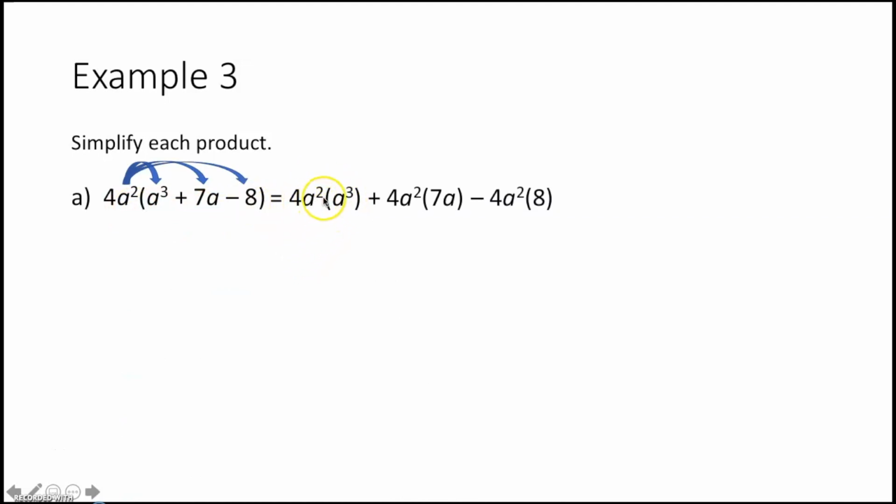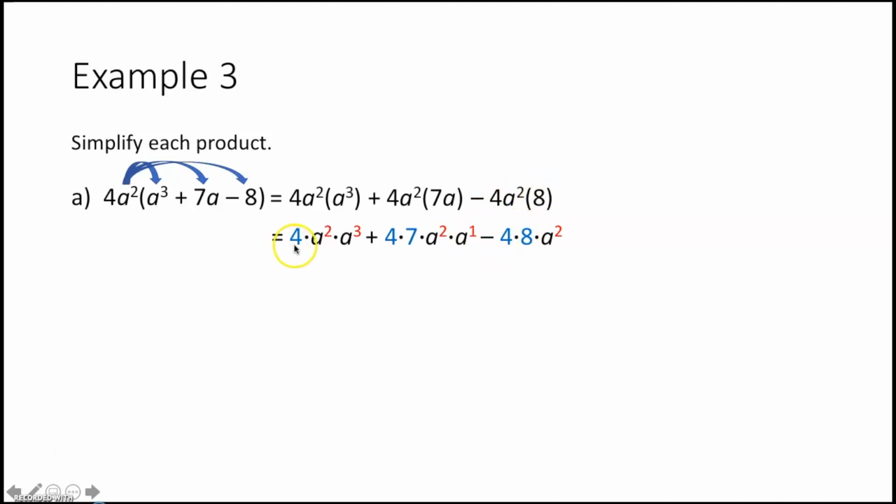So we take 4a squared, and when we multiply it by a to the third, we're going to end up adding these exponents together. Here, we multiply the 4 and the 7 and the a to the second and the a to the first. Again, using the commutative property of multiplication, we can rearrange these, and we know that we have to add these exponents together because they're like bases. And then lastly, we multiply the negative 4 and the 8.